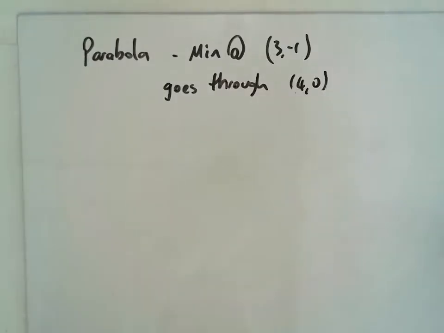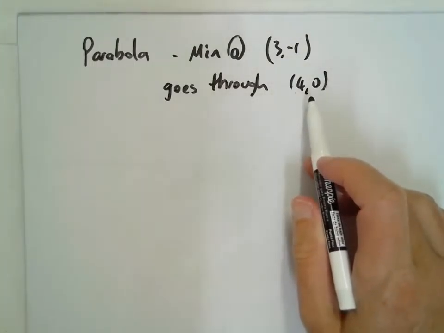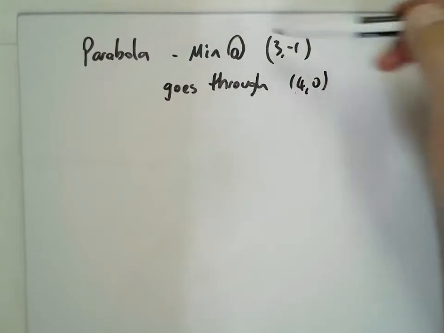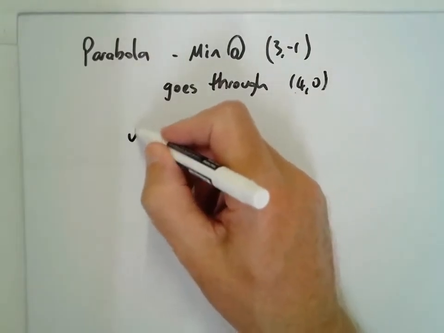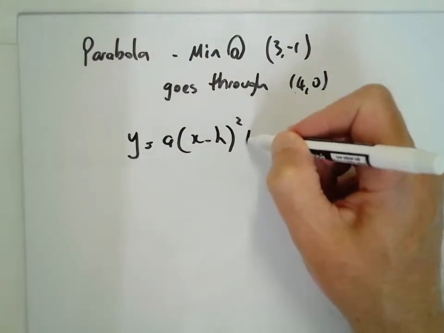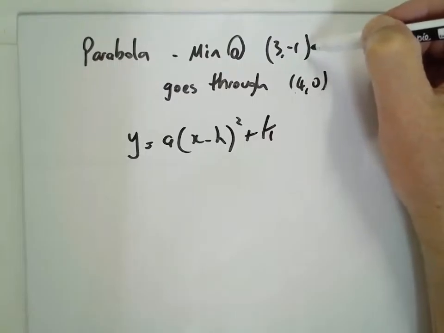Okay, let's see how we go with this. We've got to find a parabola where it has a minimum at (3, -1) and goes through the point (4, 0). So we've got to think, it's given us the minimum value, that means that's the turning point, so we're going to start with the turning point form. Here's h, k.